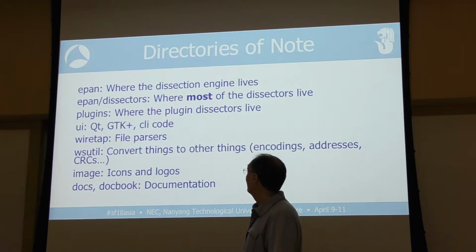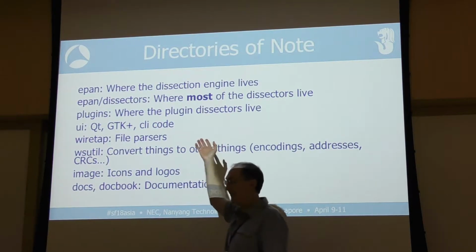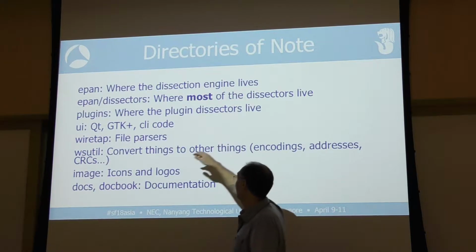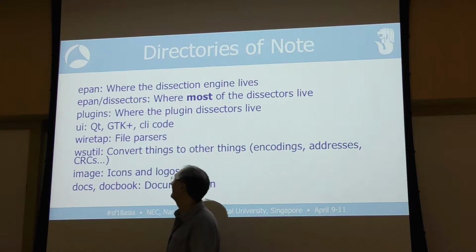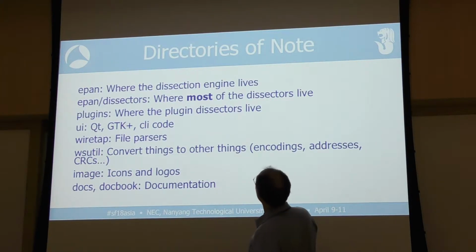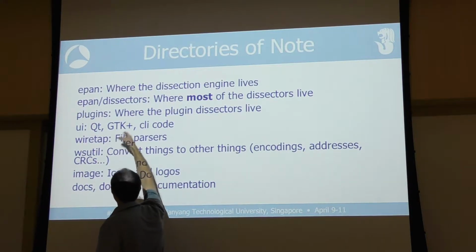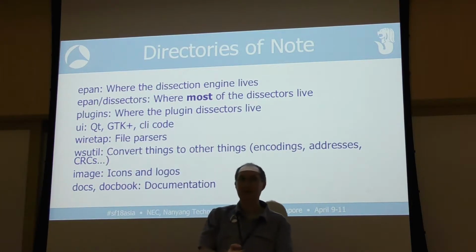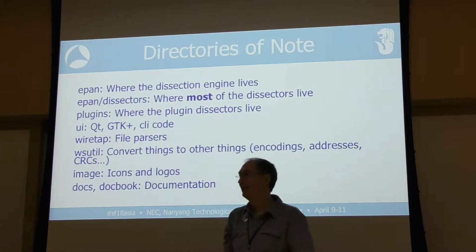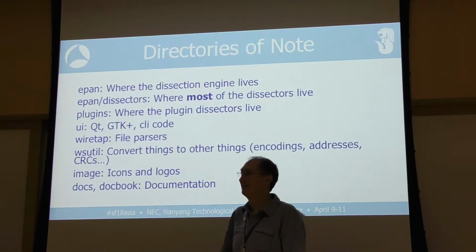The main ones that you should really be paying attention to are epan, which is where all the dissectors and the dissection engine live. Dissectors live down under epan/dissectors, except for plugins, which live in plugins. Looks like I need to update this because GTK no longer really applies. But under the ui directory, there are directories for both the Qt UI and the command line UI. We treat the command line interface as a separate UI, conceptually at least, and kind of in reality as well.